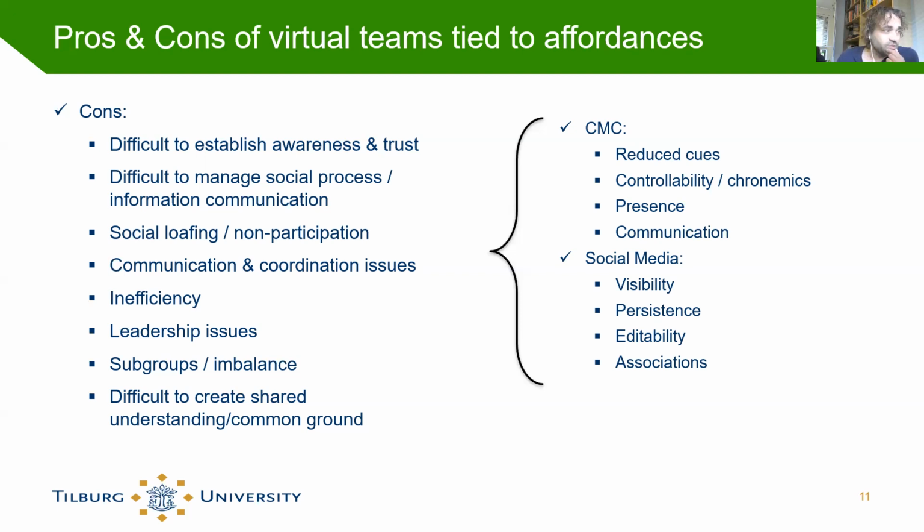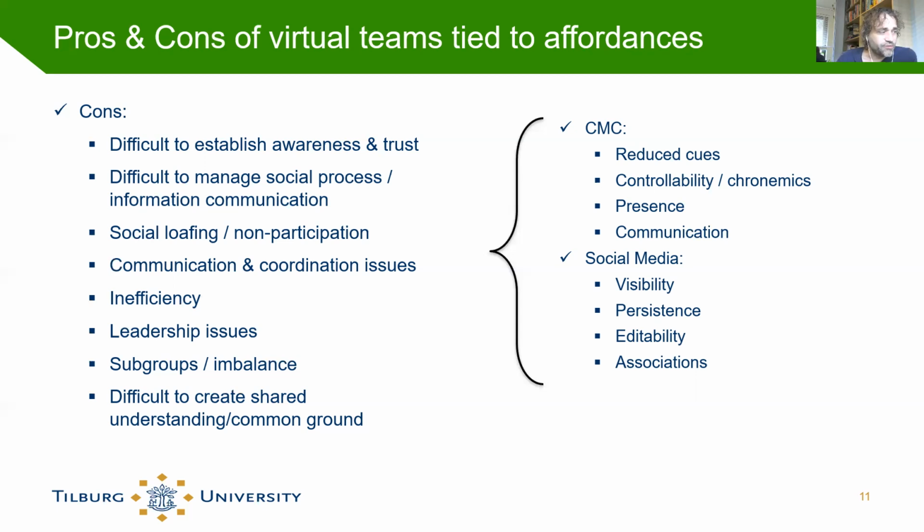Well, the third disadvantage is social loafing and non-participation. It kind of relates to trust and awareness. So it's just easier in virtual teams to loaf, so to not participate in the team, because there's less control. Well, there are communication and coordination issues related to all the previous. So it's sometimes difficult to communicate social information. Sometimes difficult to coordinate.